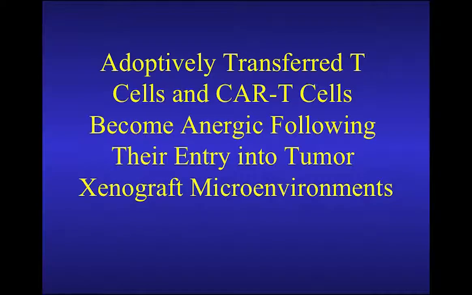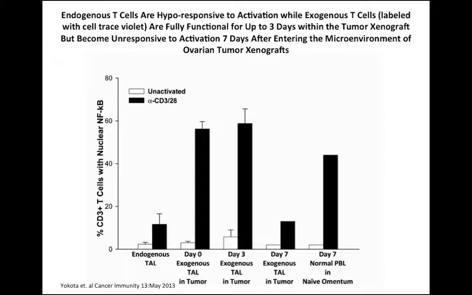So if you adoptively transfer in the T cells, I'll tell you the message here and then show you: these CAR T cells become anergic or hyper-responsive shortly after their entry into these tumor microenvironments. Here is just one slide that shows that the endogenous cells are hyper-responsive. You can see here that there is a downregulation compared to a normal activation. We should be up here with normal activation. This is just immediately after the injection and entry of exogenous cells into the tumor microenvironment.